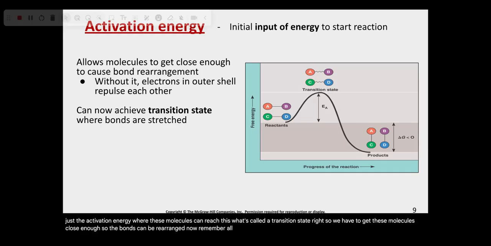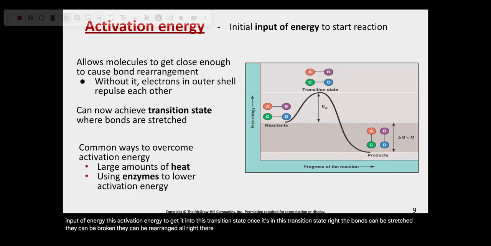Now remember, all these molecules have electrons encircling all of the atoms within the molecules. Those electrons are negatively charged, right? And like charges repel each other, right? So we have to get these molecules close enough that bonds can rearrange, and that's not easy to do because those electrons repel each other, which is why we need this initial input of energy, this activation energy, to get it into this transition state. Once it's in this transition state, the bonds can be stretched, they can be broken, they can be rearranged.